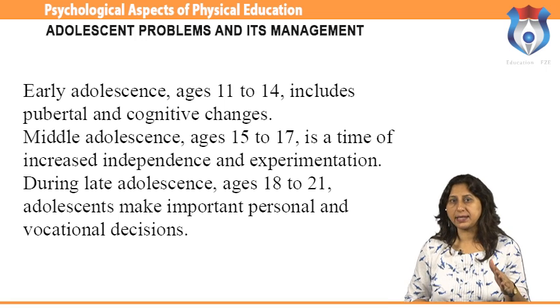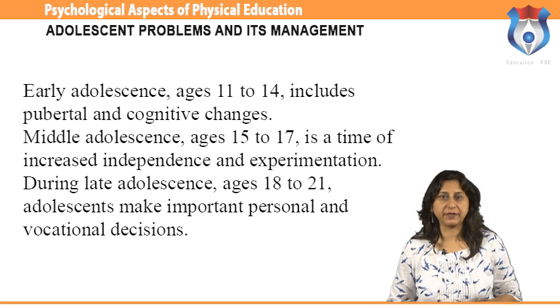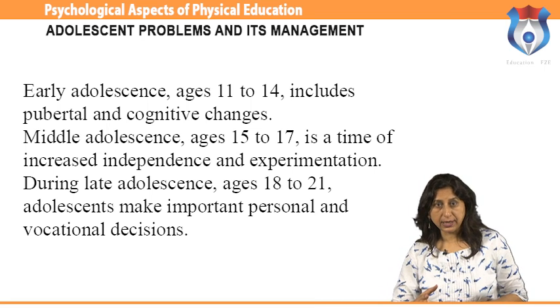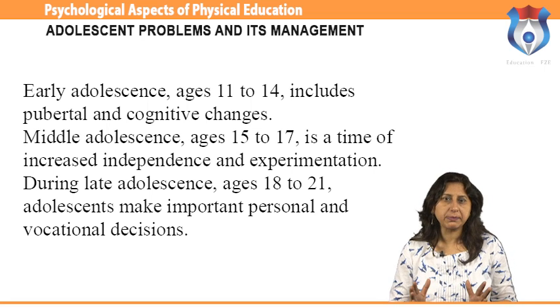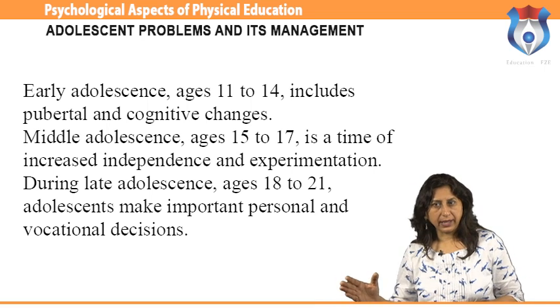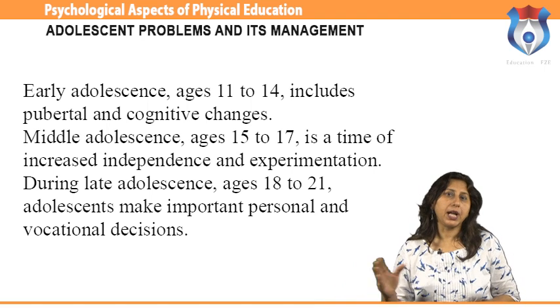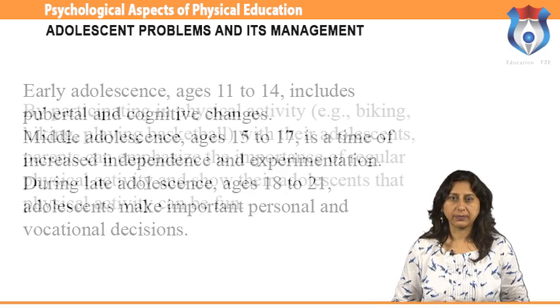The period of adolescence is divided into 3 stages. Early adolescence, ages 11 to 14, includes pubertal and cognitive changes. Middle adolescence, ages 15 to 17, is a time of increased independence and experimentation. During late adolescence, ages 18 to 21, adolescents make important personal and vocational decisions.